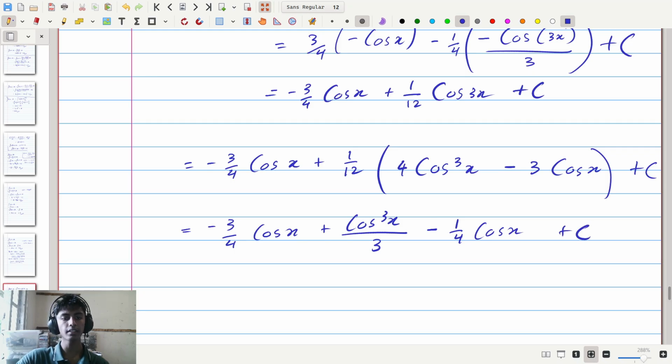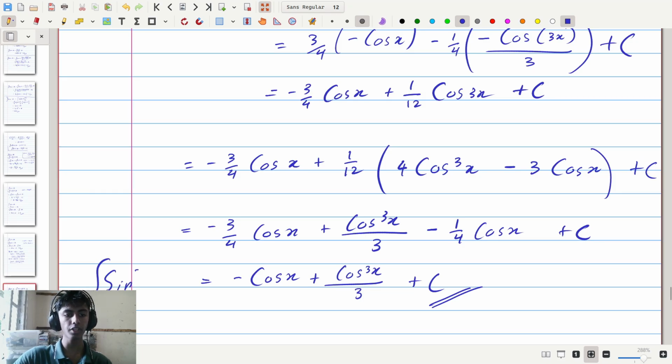We can see that this 3/4 cosine of x and this 1/4 cosine of x will add together to give us a whole -4/4 of a cosine of x, as in just negative cosine of x. This thing we're going to leave as is, as cosine³ of x divided by 3 plus c. Therefore, finally, we can say that the integral of the sin³ of x with respect to x is going to be equal to the negative cosine of x plus the cosine³ of x divided by 3 plus c.